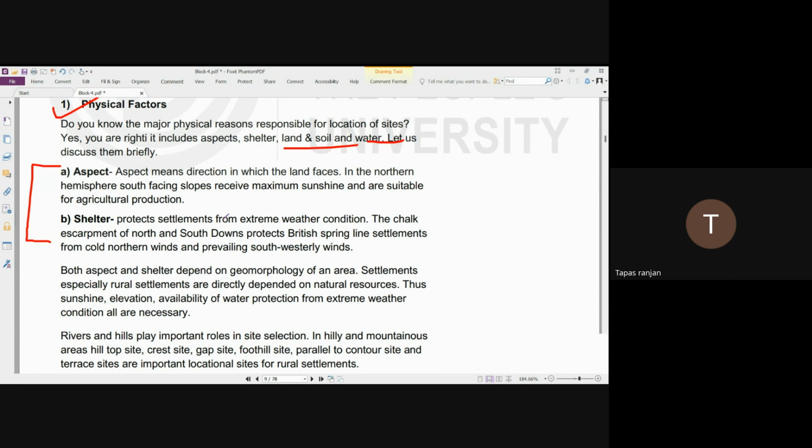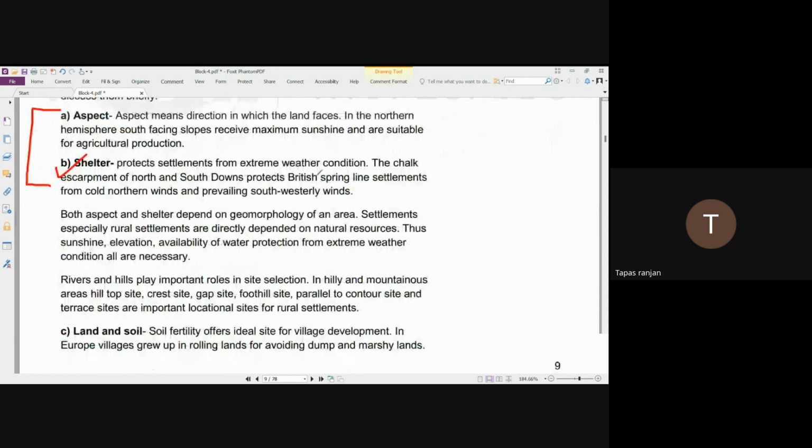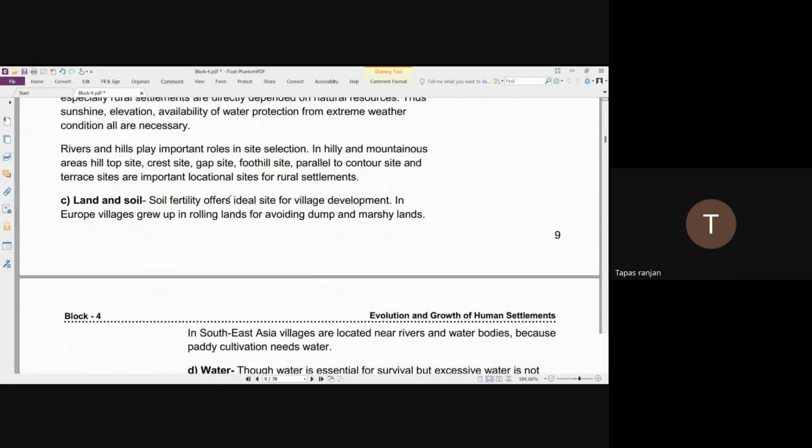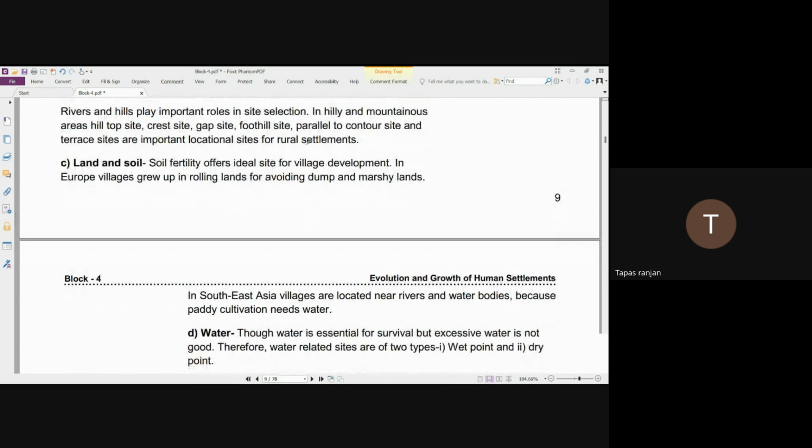Then what is shelter? Shelter is basically houses. It protects us from wild animals, and it protects us from extreme weather conditions. So that is your shelter. Land and soil is basically the fertility. If the land or the soil is fertile, the human settlement will flourish there. And if the land is not fertile, then definitely a lot of people will not be living there unless it is performing some kind of special function.